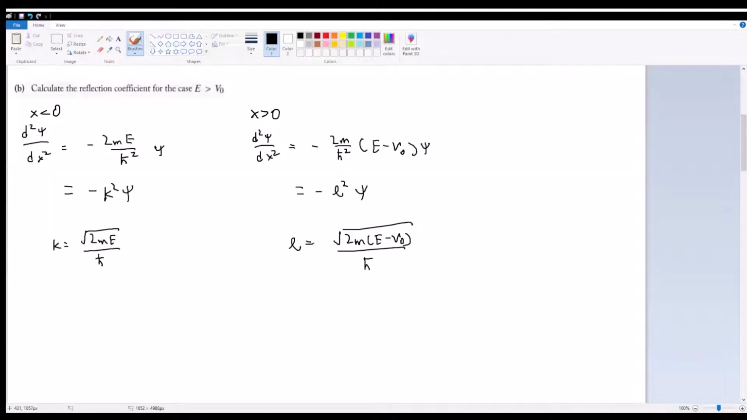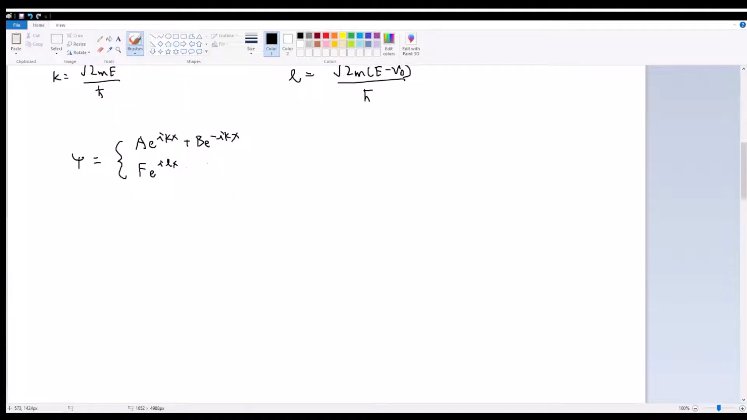So immediately, the resulting wave function we have is psi is equal to, on the left, A e to the ikx plus B e to the negative ikx, and on the right, F e to the ilx plus G e to the negative ilx. And we do the same thing we always do for free particle systems, which is we assume that our particle is incident from the left side. So because of that, this G term never ever appears. G therefore equals 0 by default, and we have this.